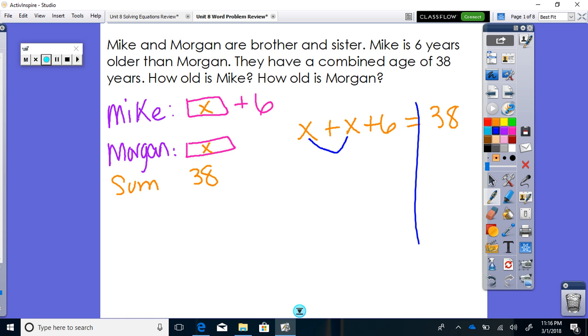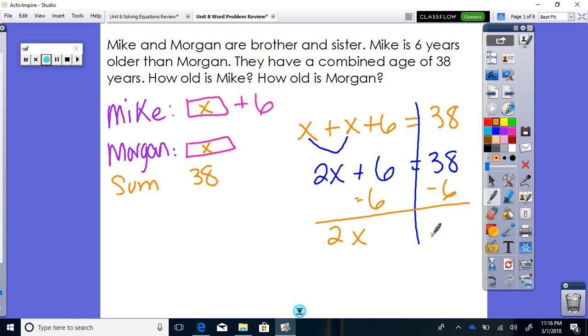And start by combining my like terms. 1x plus 1x is 2x. Then use inverse operations to solve this. Since it's a plus 6, I will subtract 6 from both sides first. I get 2x equals 32. And then 2 times x, so divide by 2 on both sides, and I'm going to get x equals 16.